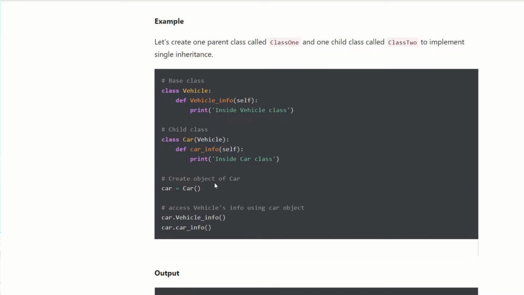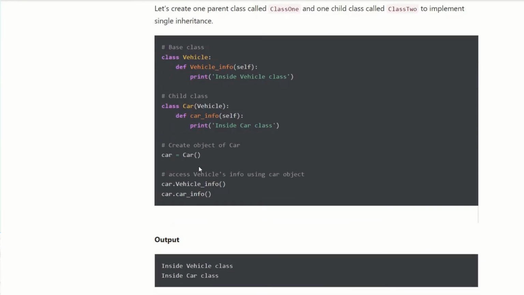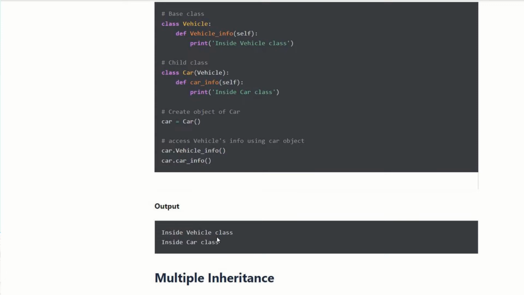Okay, so here we create the object car equals Car. Now car can inherit, or acquire, the properties of the vehicle, the parent class. So car dot vehicle info, and then car dot car info, which is the method or function of the car class, the child class. So the output is: this is inside vehicle class, and inside car class. Okay, kuha ba ang single inheritance?